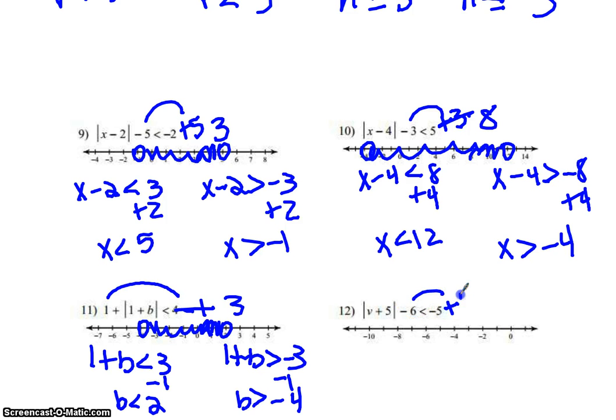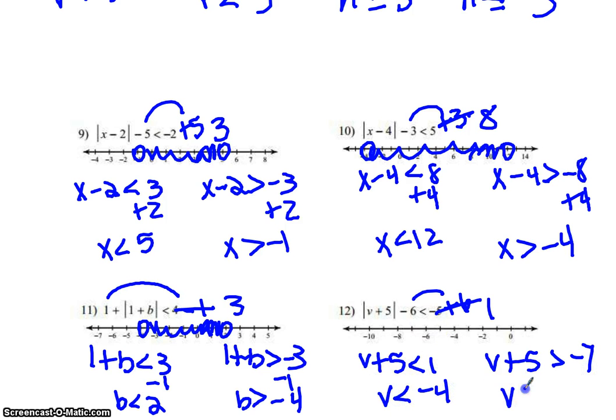Bring your 6 over and add that. And so this is 1. V plus 5 is less than 1. V plus 5 is greater than -1. Subtract your 5. V is less than -4. Subtract your 5. V is greater than -6. So open circle at -6 and -4. And you're going to end up shading between the two.